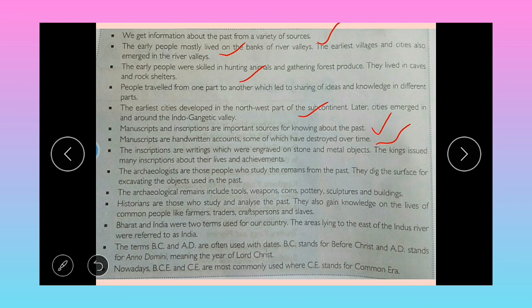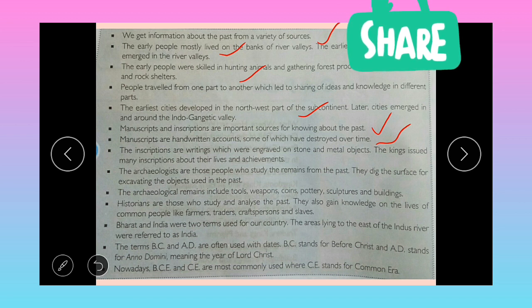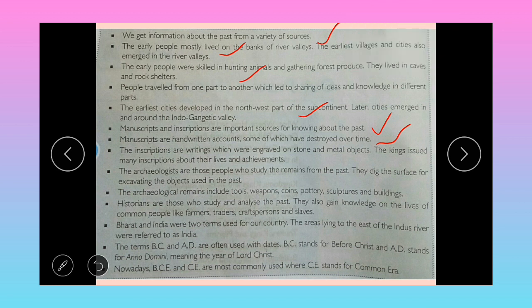Inscriptions are writings which were engraved on stones and metal objects. Kings issued many inscriptions about their lives and achievements. In Junagadh there is a stone boulder on which Ashoka, Rudradaman, and another king, three kings, made inscriptions on the same boulder, and from that we know about the past. This is only one example.